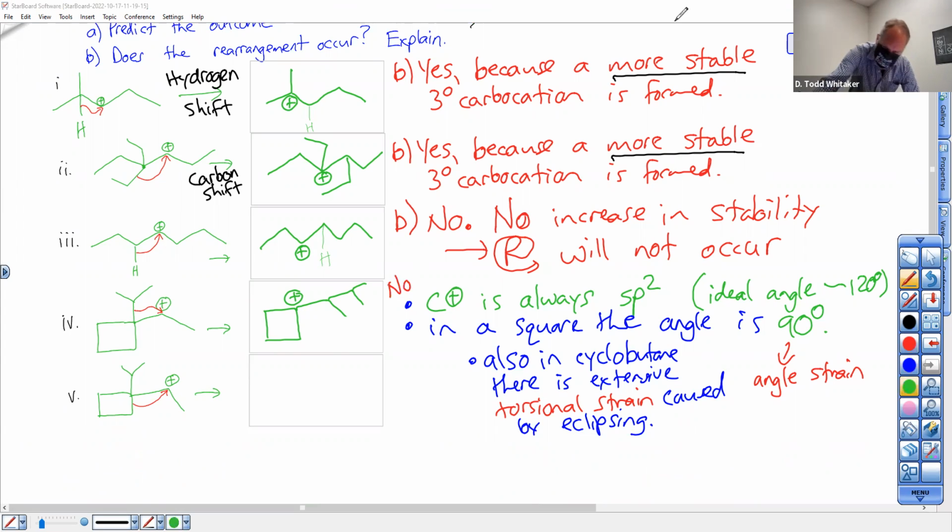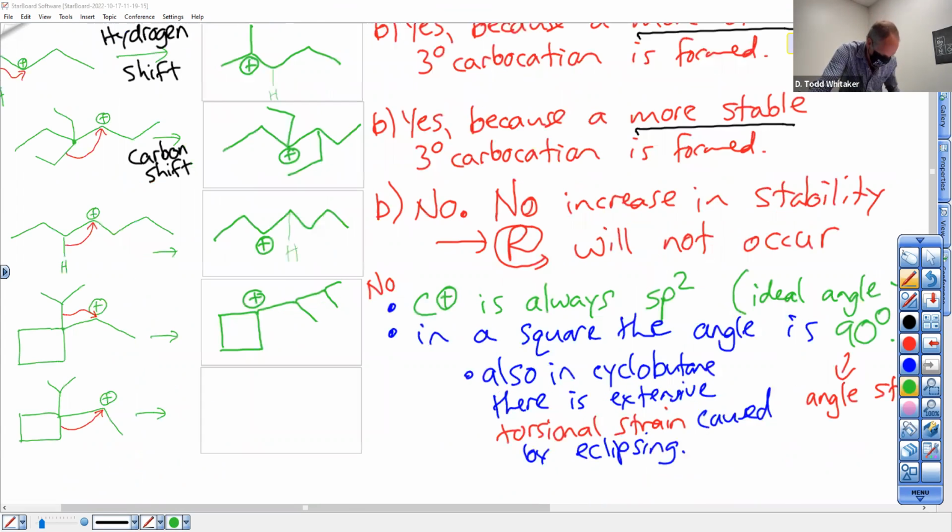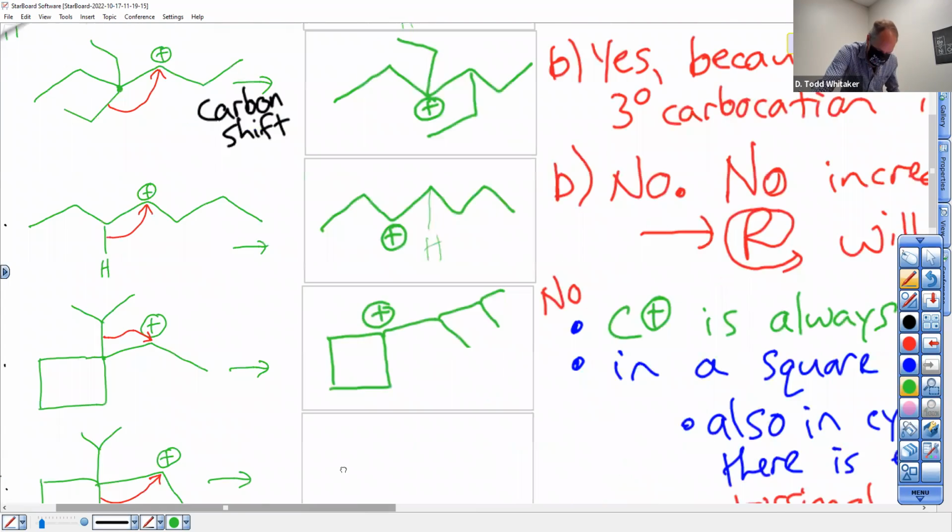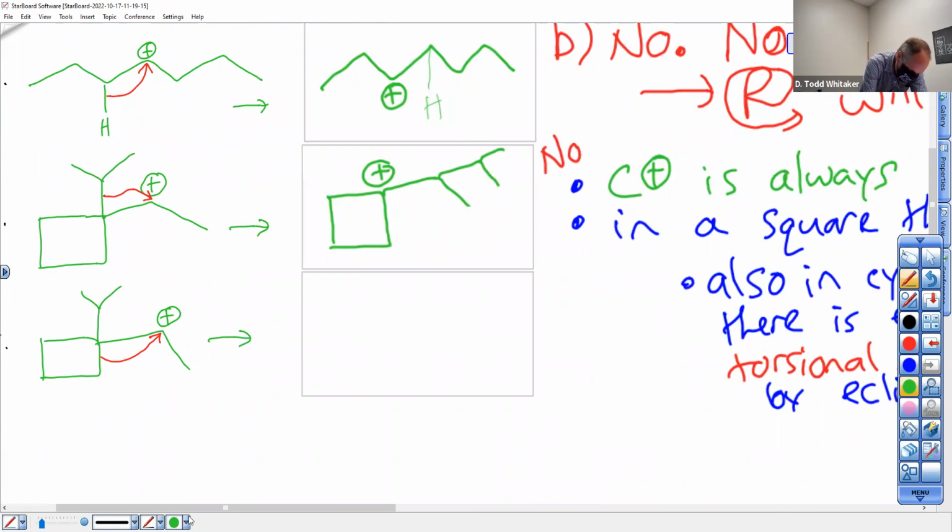And for the second one, I'm going to blow it up. And I'm going to put some numbers on it. Maybe letters. A, B, C, D, E. The AB bond did not break. The BC bond did not break. The CD bond did not break. The AD bond is gone. Yes, because it gave the more stable ring. Here's the new bond. Here's the cation.